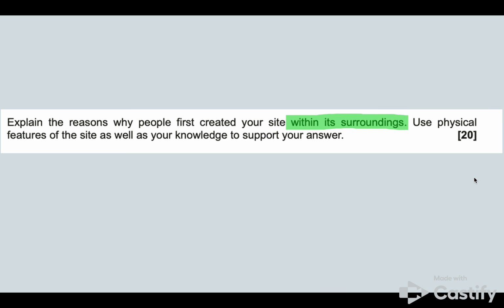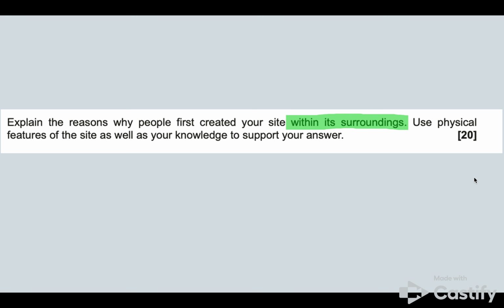Okay, another question I've just picked out that could trip people up. This one says, explain the reasons why people first used your site within its surroundings. So some students answered this question by just explaining why people first created it. If they just do that, you're going to get a very low mark because you've got to talk about this bit, within its surroundings. So that means why on a natural hill? Why with a valley nearby? Why with the rivers? Why close to Warwick? Okay, so you've got to read the question and focus on all the different parts of it.